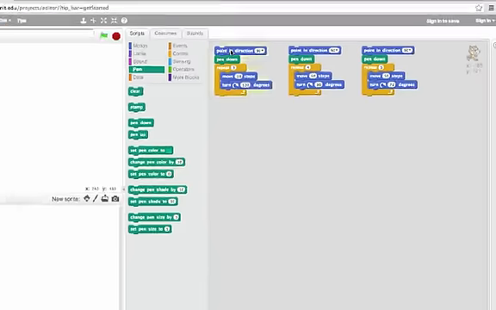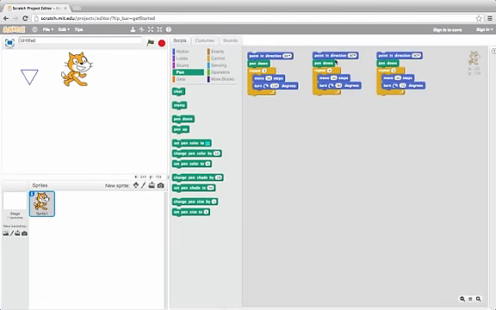Let's look at these run. That first one drew a triangle, the next one drew a square, the next one drew a pentagon.